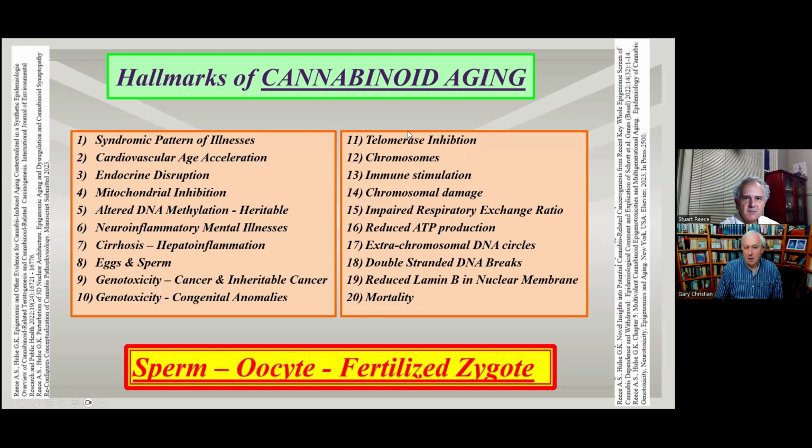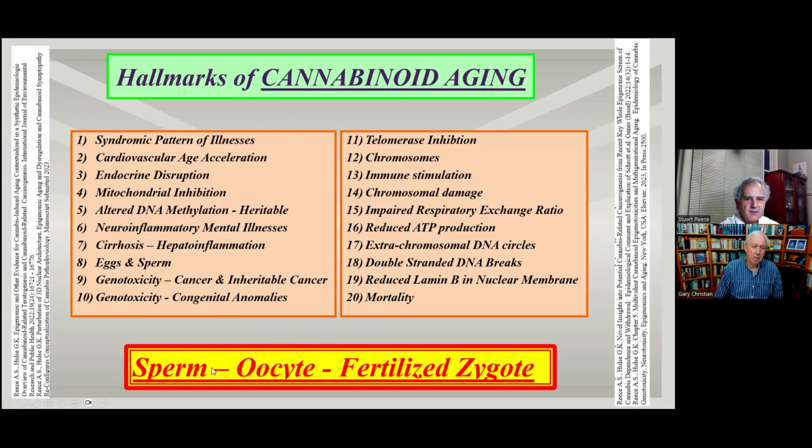It inhibits telomerase, which we talked about in the aging discussion. It damages chromosomes, causes immune stimulation, impaired respiratory exchange ratio in the mitochondria, reduced ADP production, extra chromosomal DNA circles, which is an age-related change, double-stranded DNA breaks, and reduces lamin B in the nuclear membrane. This is what is seen in progeria. You know those people who are old when they're 12 years old? This is the change seen in those. And it's also linked with mortality. So there are these 20 hallmarks of aging, which are discussed further in the aging discussion, which show that cannabinoids drive aging.